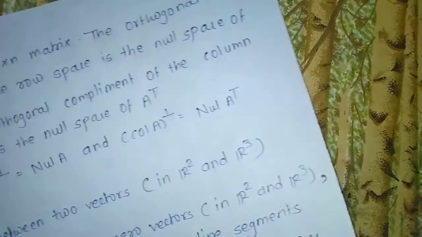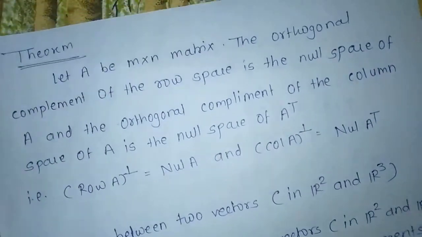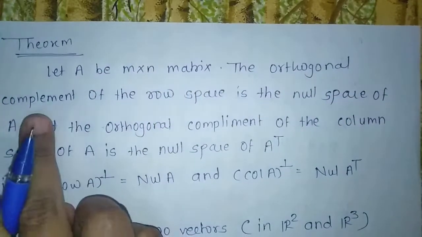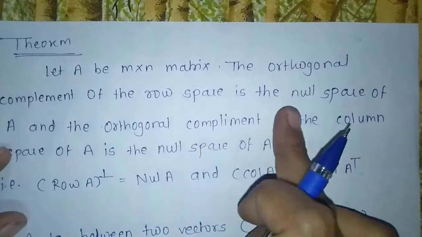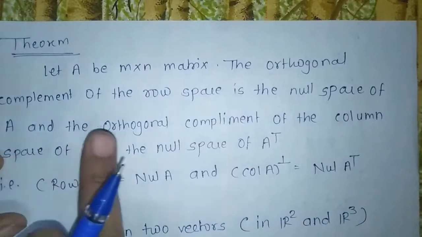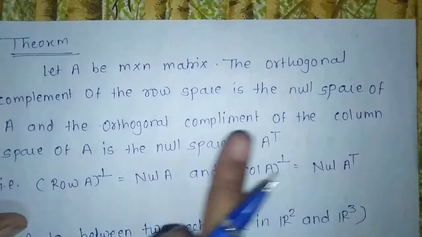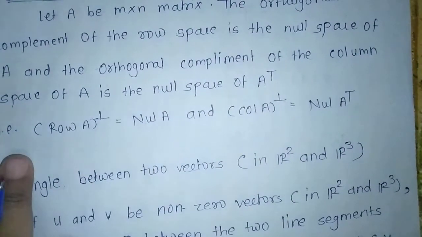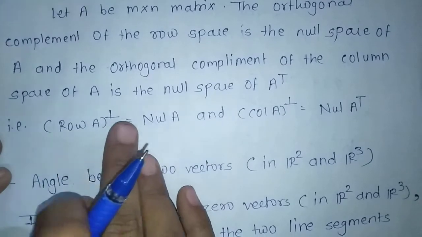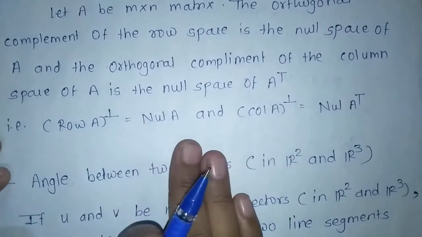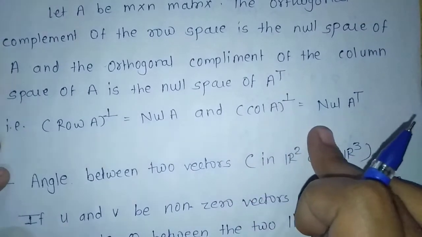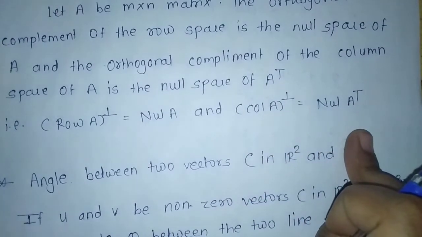Now next point, next theorem. Let A be an m by n matrix. The orthogonal complement of the row space is the null space of A, and the orthogonal complement of the column space of A is the null space of A transpose. That is, the complement of the row space of A is equal to the null space of A, and the complement of the column space of A is equal to the null space of A transpose.